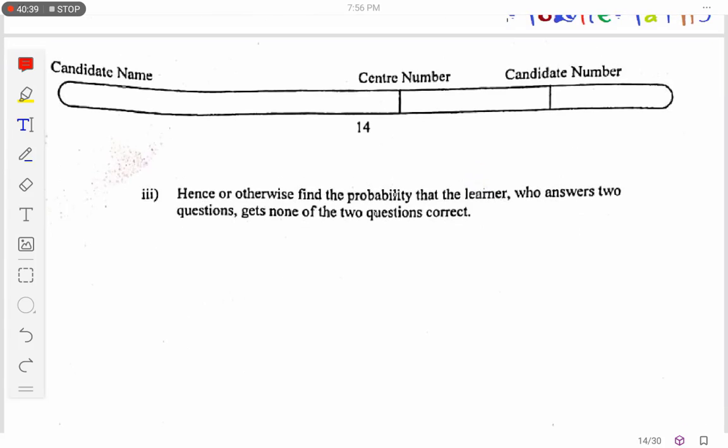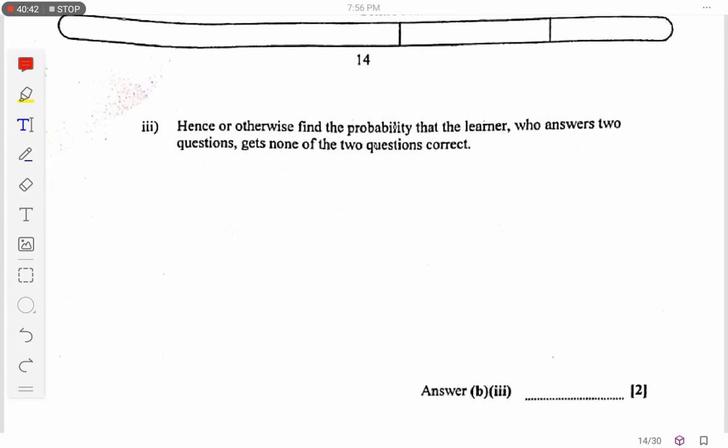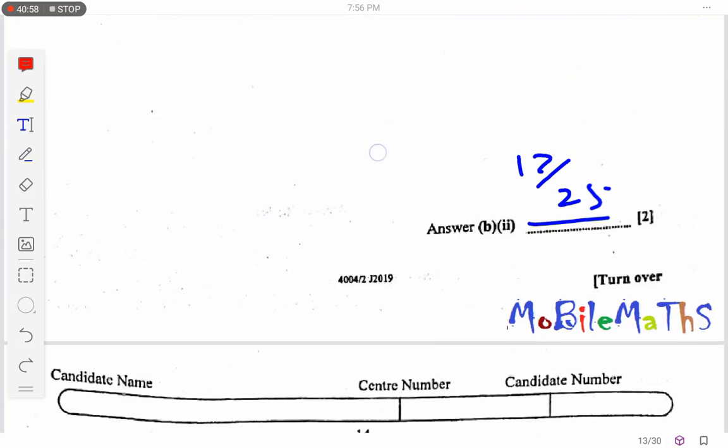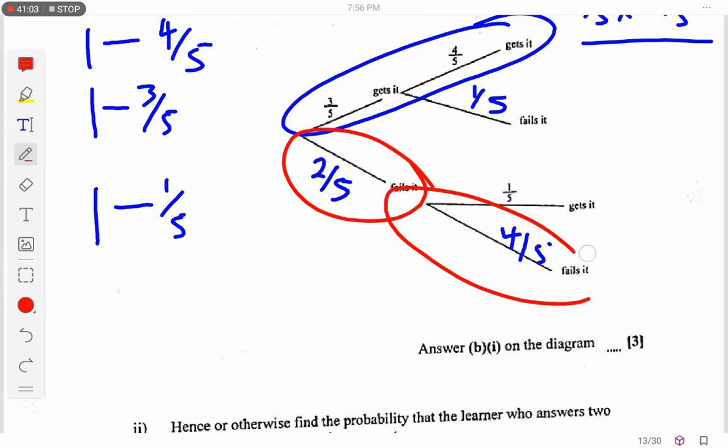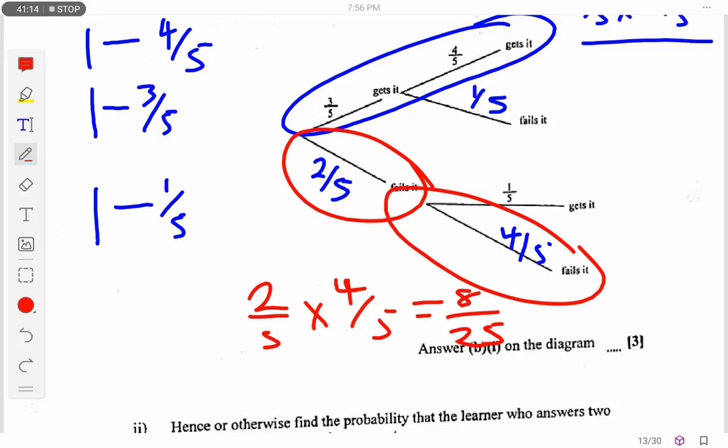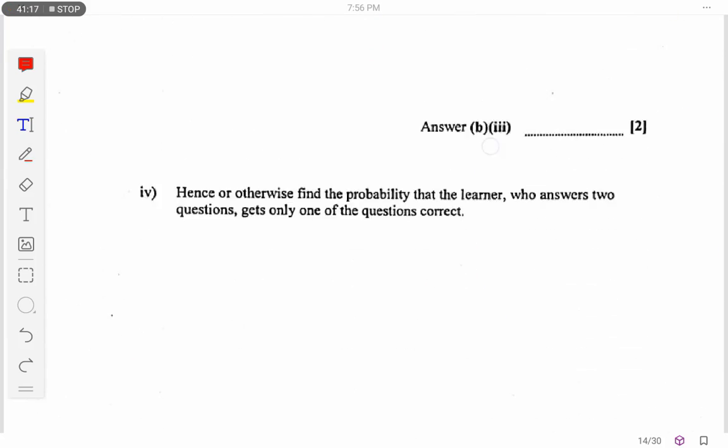The next one is saying, hence or otherwise, find the probability that the learner who answers two questions gets none of the two questions correct. None correct means they are all failing. So when they are all failing, let's go to our tree diagram. All failing is fail here, fail there. So it's going to be 2/5 times 4/5. And we'll get 2 times 4, that's an 8/25. That's all fail.